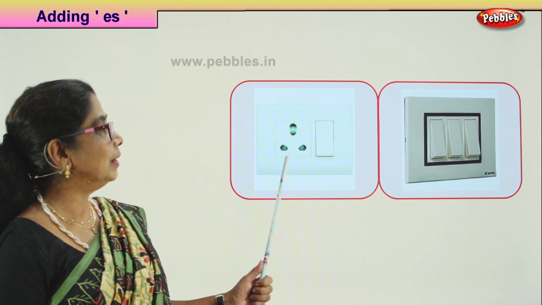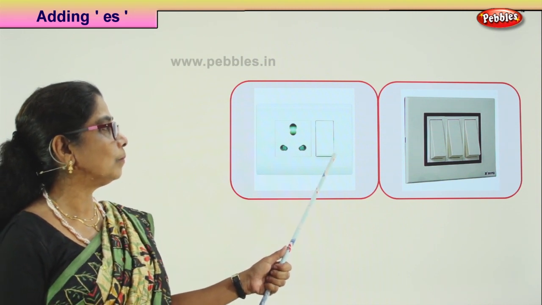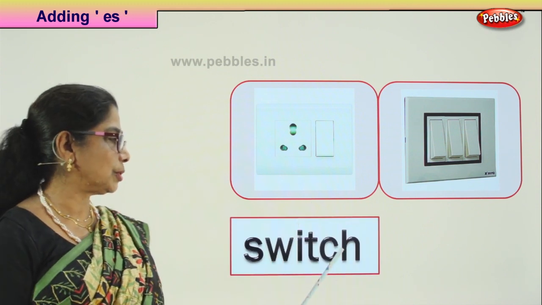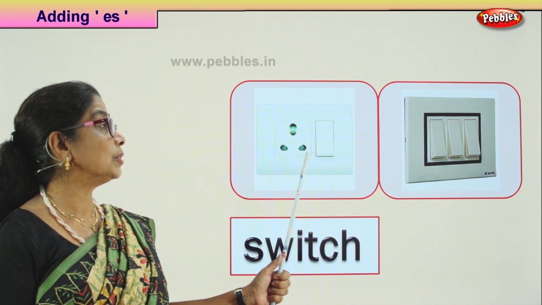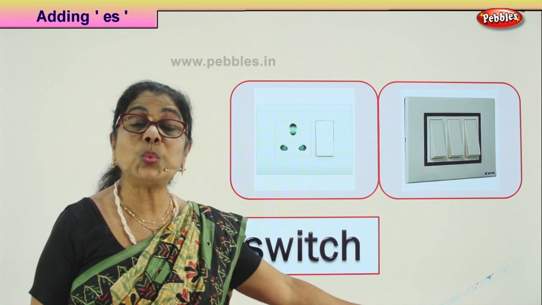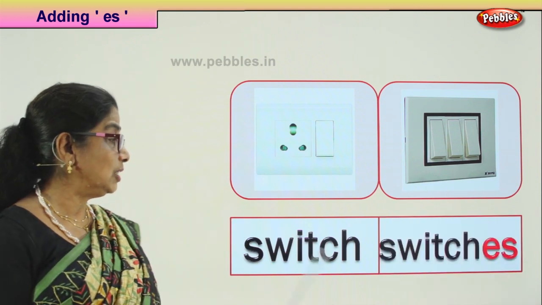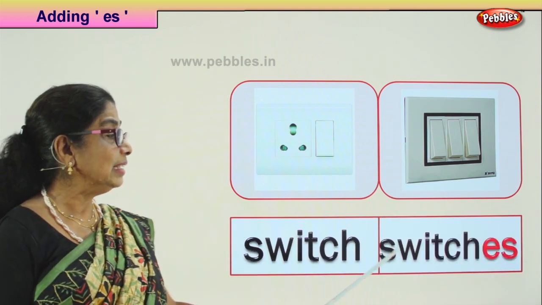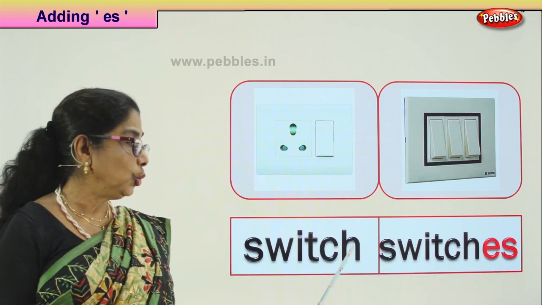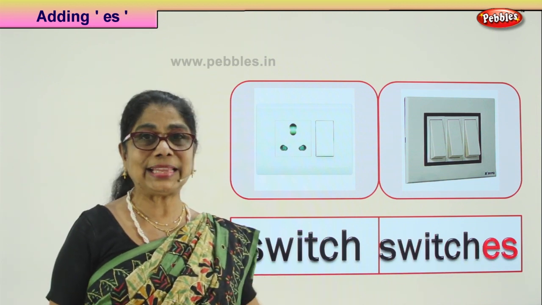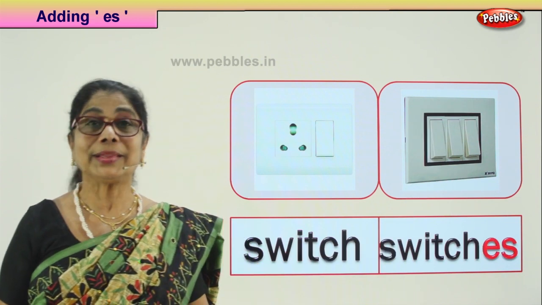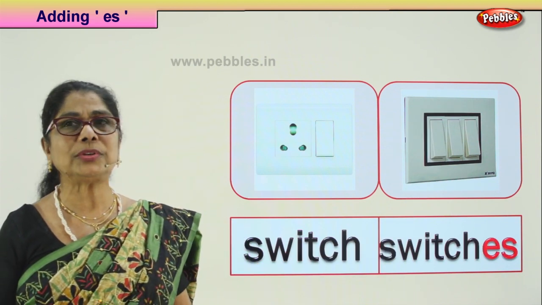Good. What do we have here? Switch. There's one switch. You put on the switch. And here you have three switches. One switch, three switches. To form the plural, you add es to the singular noun. One switch, three switches. Good. Shall we look at another picture?